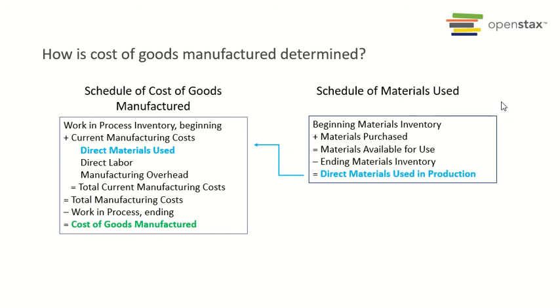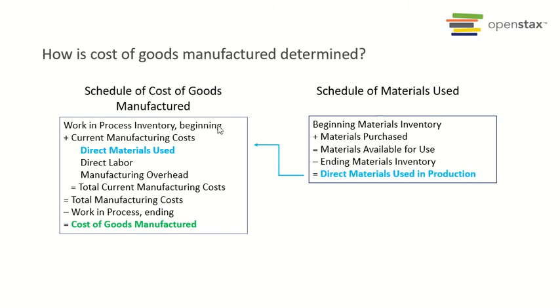For material used, we have beginning material inventory plus material purchased. That's material available for use. Then minus ending material inventory, we get direct material used in production. So here's the cost of goods manufactured.